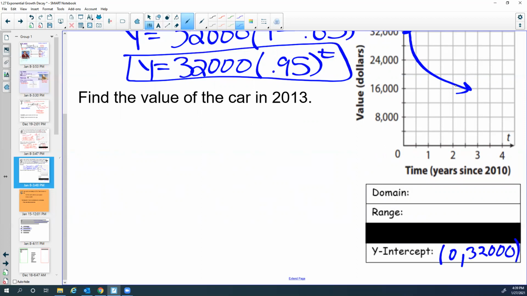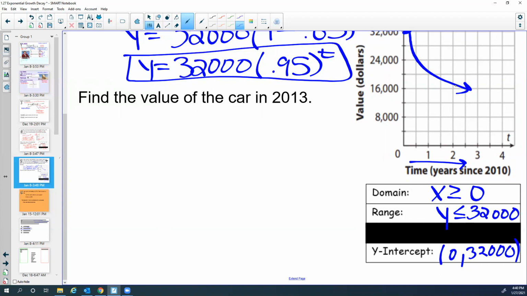My domain, again, it can't be all real numbers because we don't go to the negatives. In this case, they're all greater than 0. So x is still greater than or equal to 0. My range, though, my line is not going up on my range, it's going down. So this time my y values are less than or equal to 32,000.